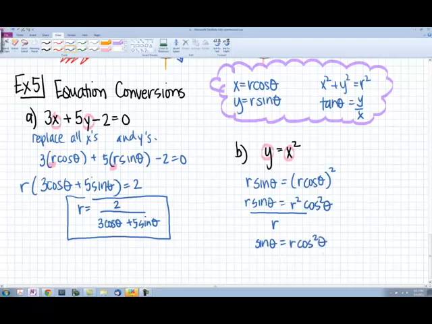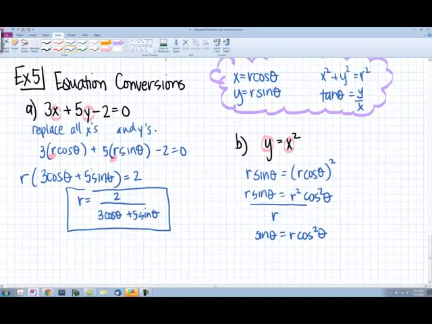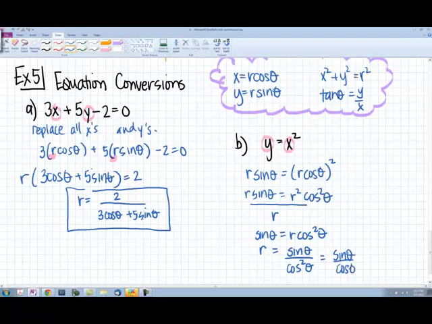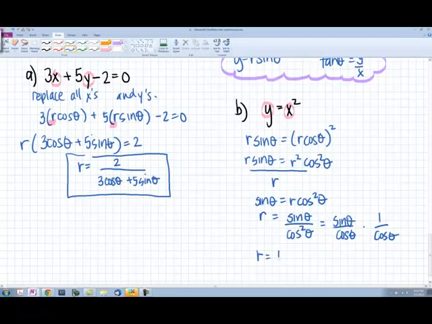And then I can divide everything by cosine squared theta, so that I'll have r equals sine theta over cosine squared theta. We can be a little bit creative here and write this out as sine theta over cosine theta times 1 over cosine theta. So I have r equals tangent theta secant theta.